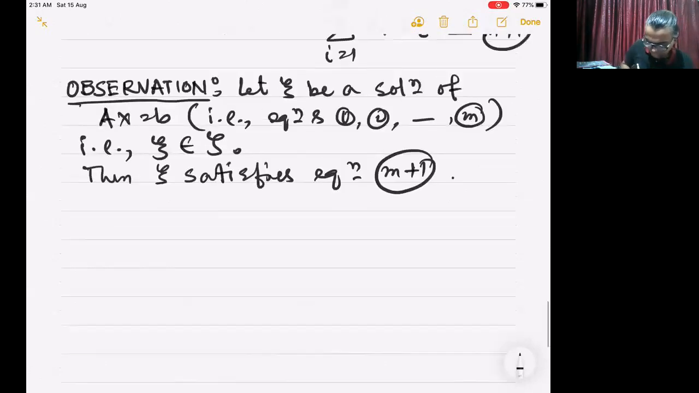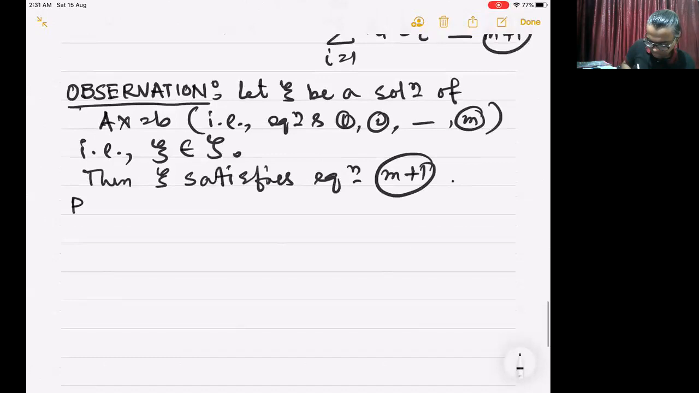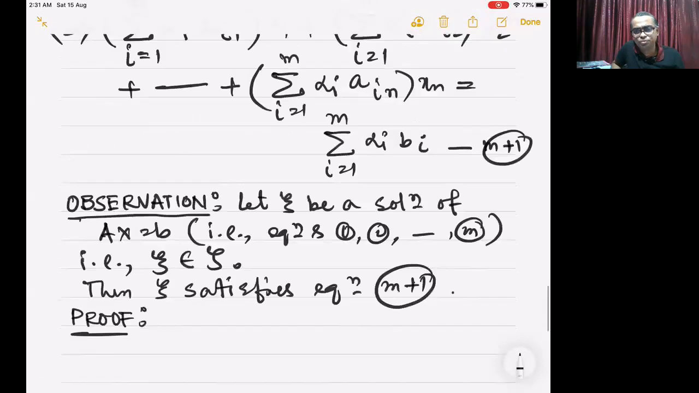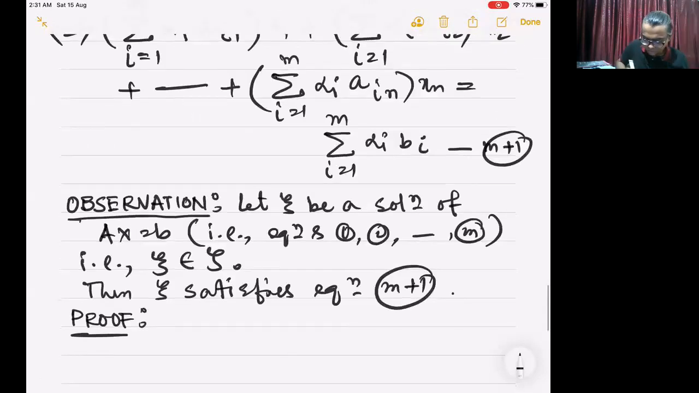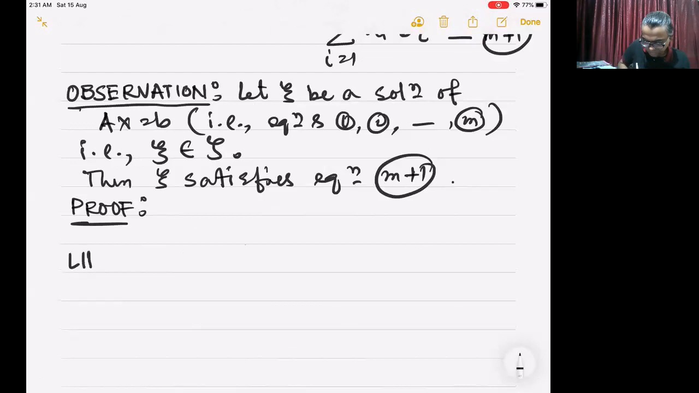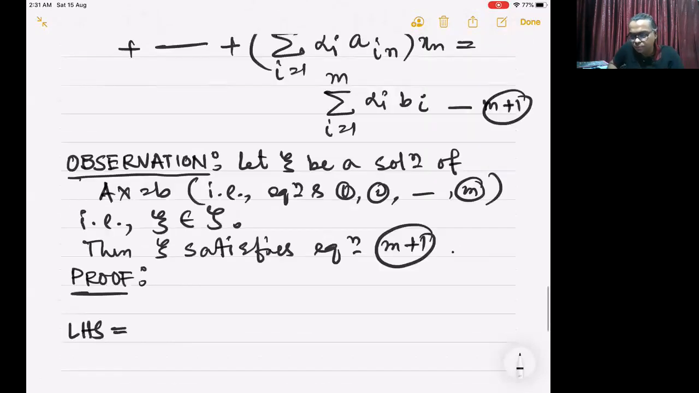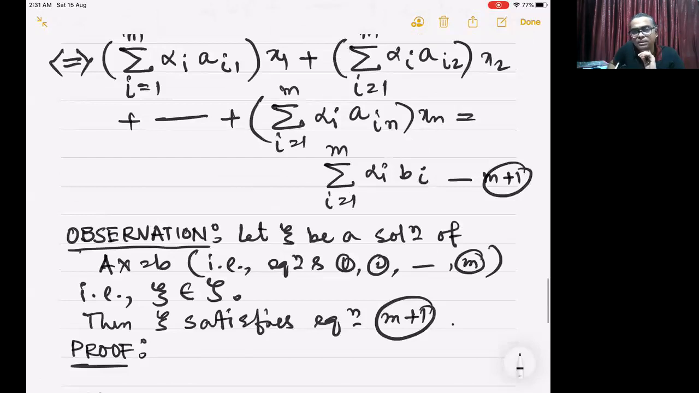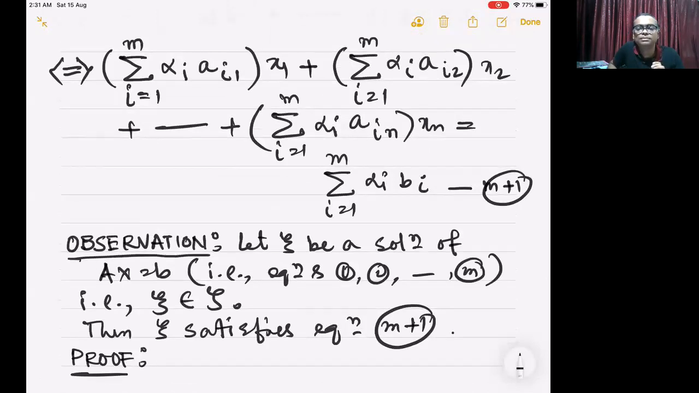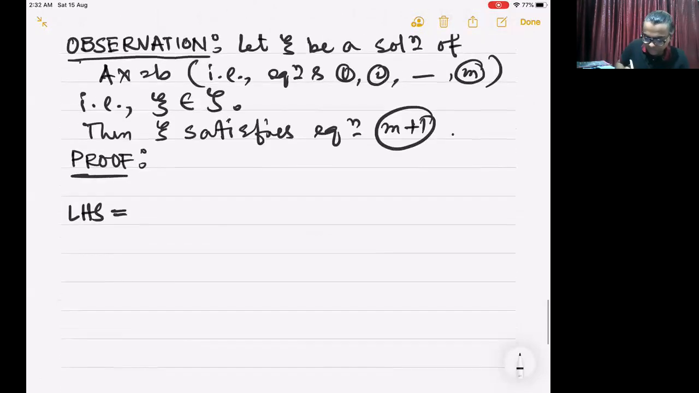Proof, in fact, the proof is kind of trivial. I'm sure you already see why this should be true, how to do this proof. Okay, so look at the left hand side. xi satisfies equation m plus 1, right? So I just have to plug in xi for x1 up to xn in equation m plus 1 and show that it satisfies, so the left hand side equals the right hand side. So first look at the left hand side. What is the left hand side?